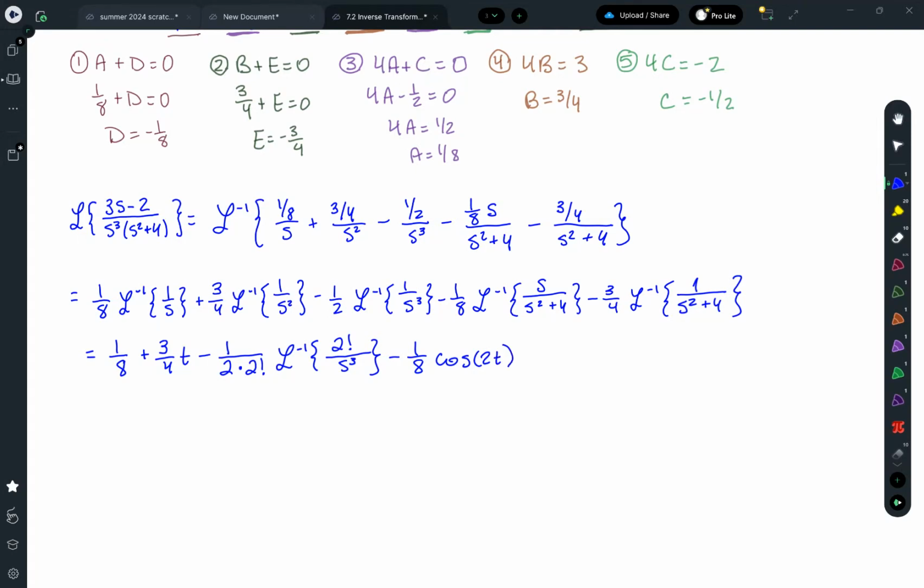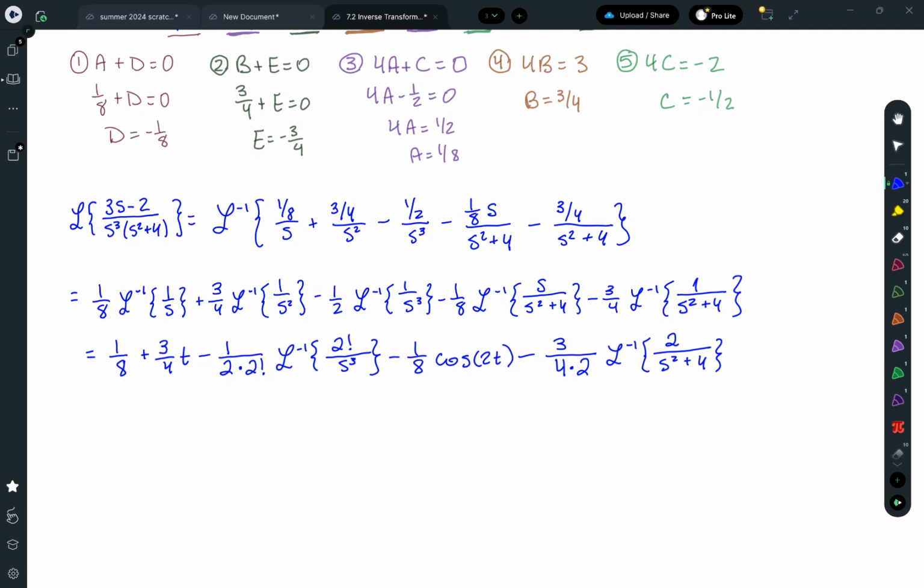And then the minus 3/4 Laplace inverse of 1 over s squared plus 4. This looks like a sine one. In the bottom, I see k squared is 4, so k is 2, and I need a 2 in the numerator. So on the outside, I have my minus 3 over 4, and I'm going to put in a times 2 in the denominator, have my Laplace inverse, and put a 2 in the numerator over s squared plus 4.